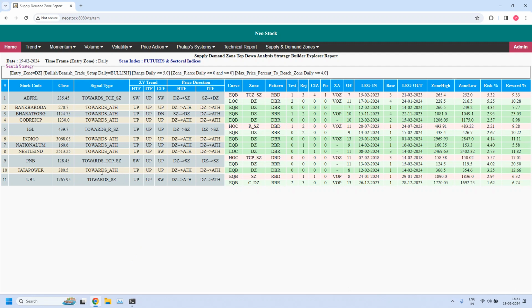Here what I am seeing, lower time frame price direction, none of them are moving towards the demand zone. All are moving either all-time high or supply zones. If any one of these stocks change the direction, then only we get an entry in the demand zone.